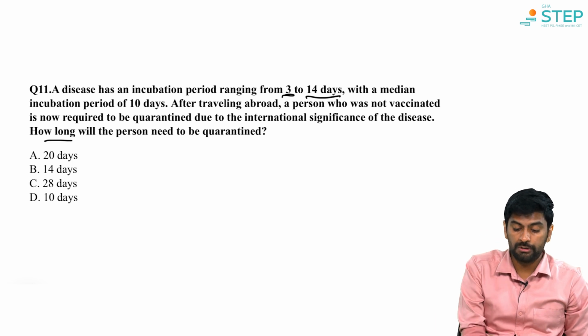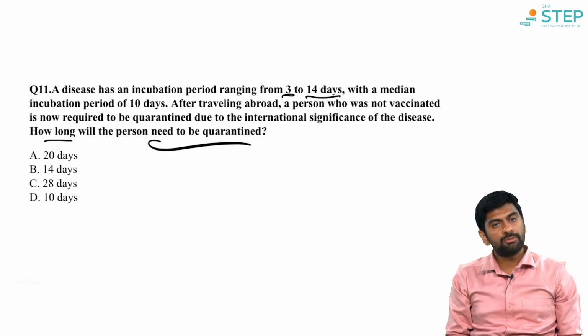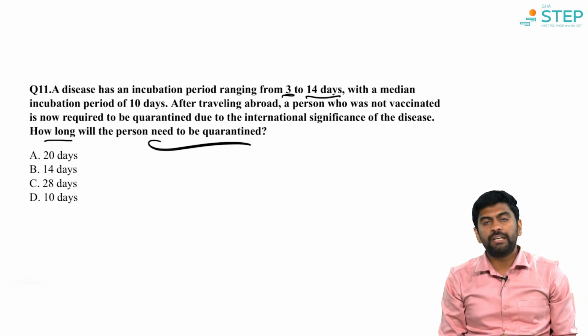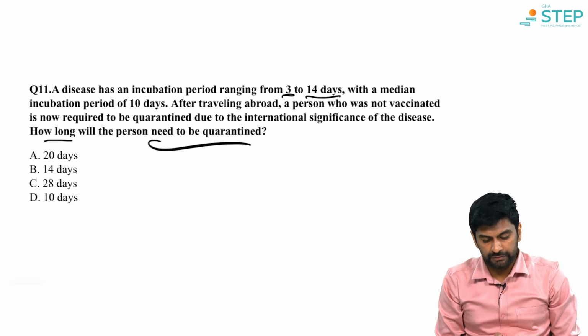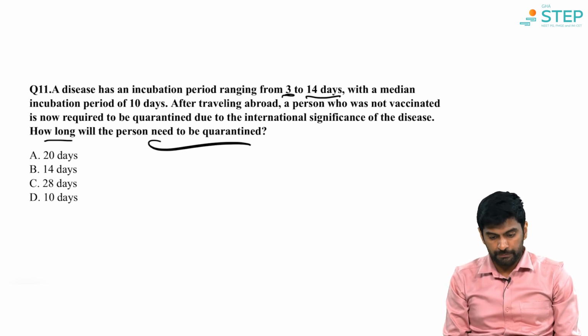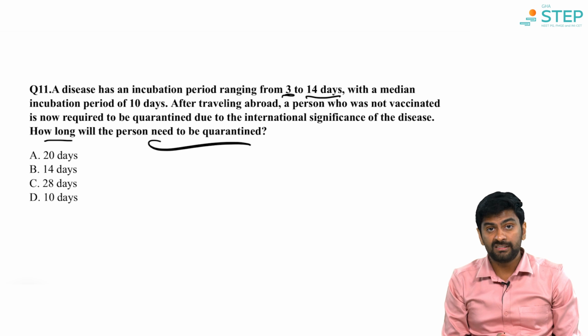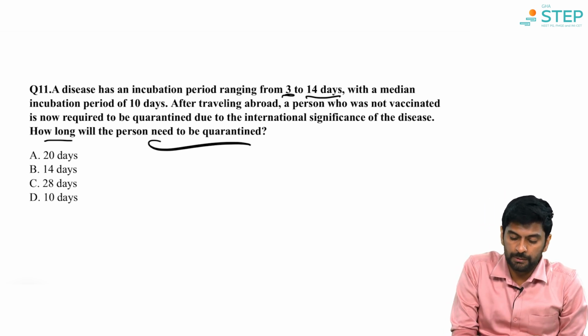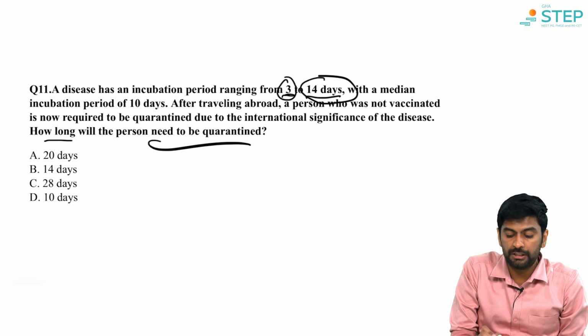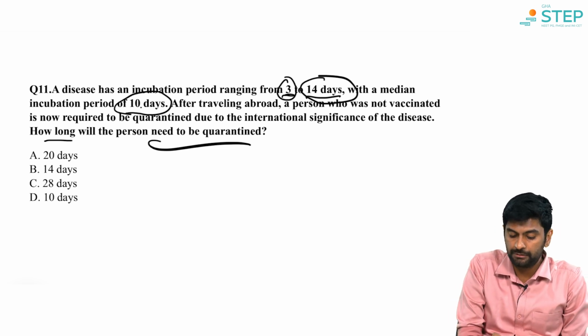How long will the person need to be quarantined? Now, as per the rules of quarantine, we need to specifically quarantine the person for the maximum incubation period of the disease, which is known. So the minimum would be 3 here and the maximum incubation period is 14. Median incubation is 10 days.